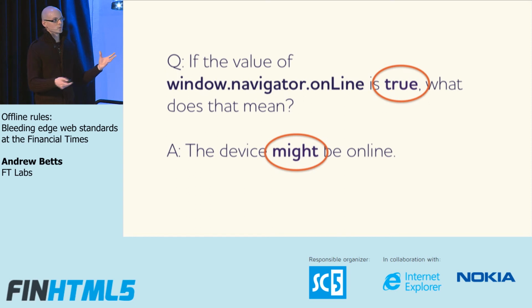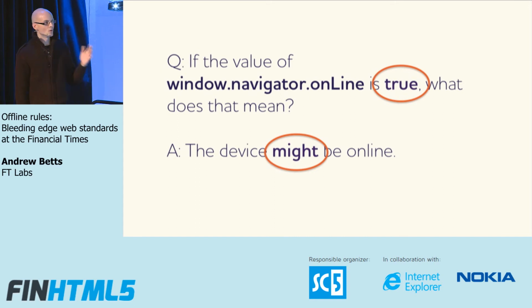I probably would have called it window.navigator.offline, which is true when we know we're offline, and false when we don't know. Actually, what we get is true when we have no idea, and false when we know we're offline. So provided you understand that that is what it's telling you, because it's not intuitive, then you can create user experiences that don't lead the user astray.